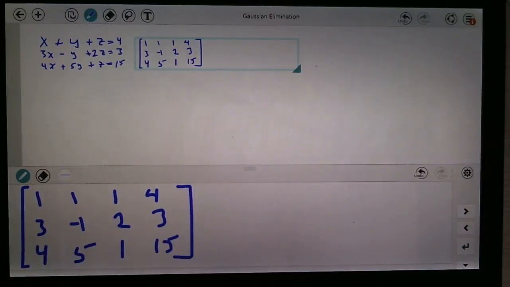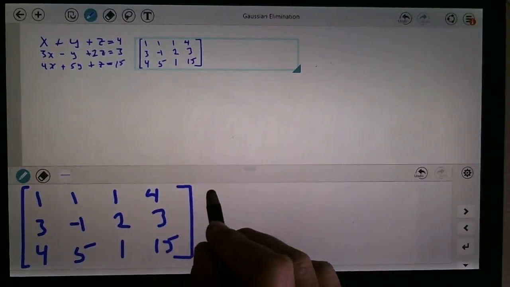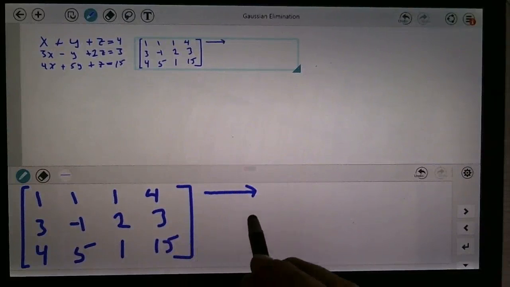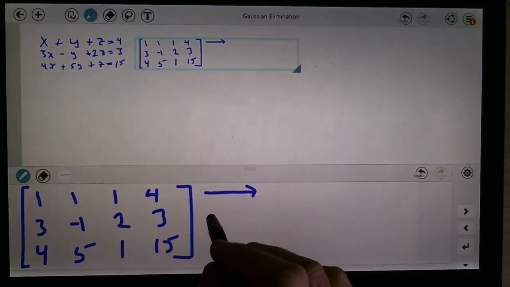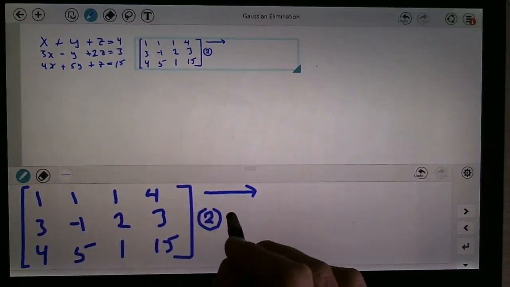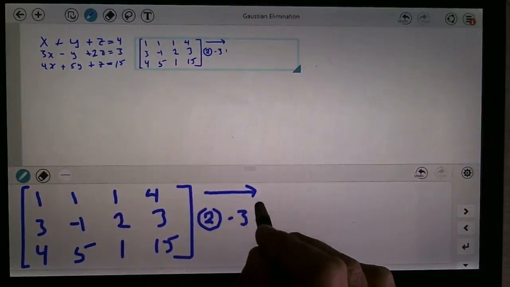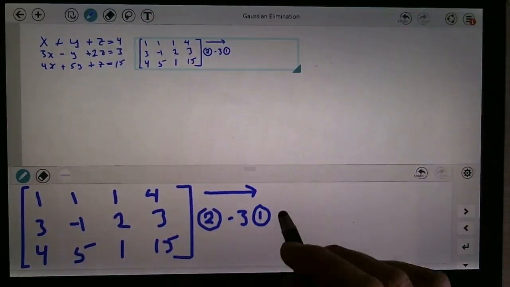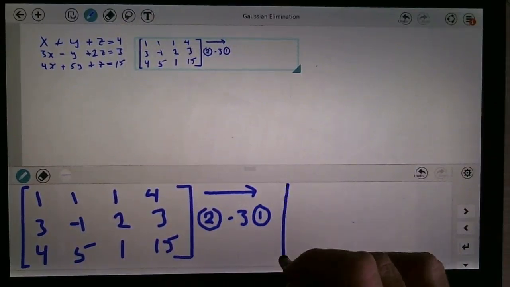Okay. Now, I already got a 1 there. Next thing I want to do is get zeros below that 1. And we get zeros by using the add a multiple of one row to another row operation. So I'm not putting an equal sign here, I'm putting an arrow saying this is being turned into that. And what I'm going to do is replace row 2 by row 2 minus 3 times row 1.